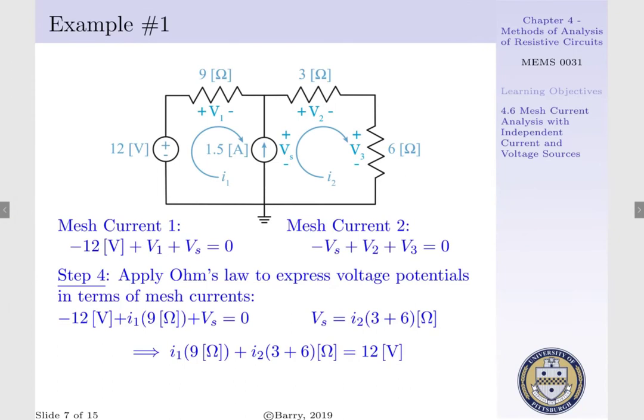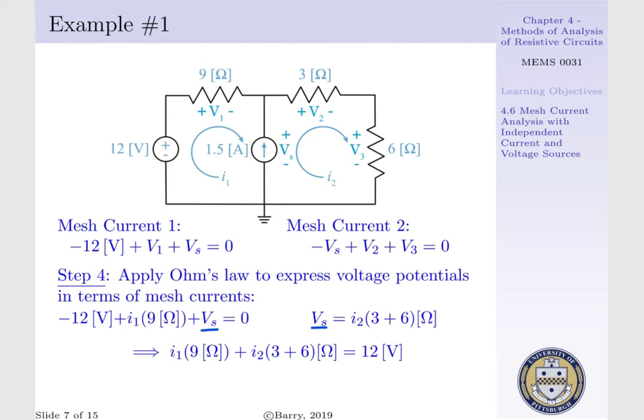Now we have Vs common within each of our KVL equations, such that we can substitute in Vs is equal to 9I2 into our first mesh current equation, such that we have I1 times 9 ohms plus I2 times 9 ohms is equal to 12 volts. We have one equation and 2 unknowns.